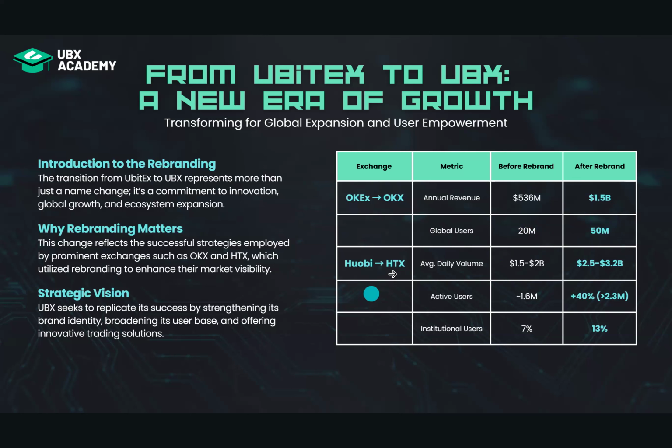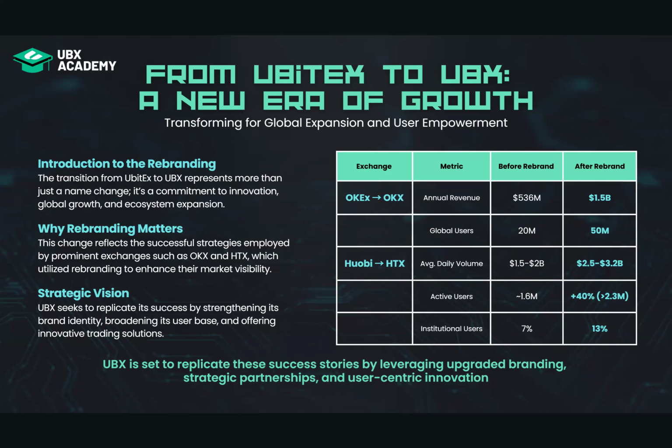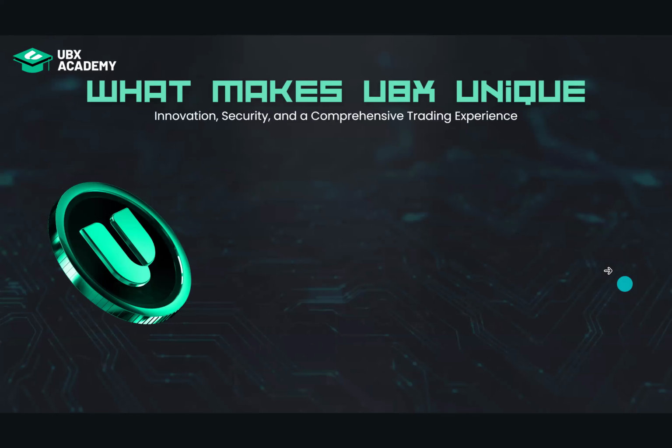And also Huobi changed to HTX. Then the average trading volume went from 1.5 to 2 billion to 2.5 to 3.2 billion. Active users increased from 1.6 million to almost 2.3 million, and institutional users increased by 13%. So it's good to do a rebranding, especially in these coming 2 years where there will be a crypto bull run for 2025. We are set to replicate this success story for the next 1 or 2 years. You'll definitely see the result for UBX.